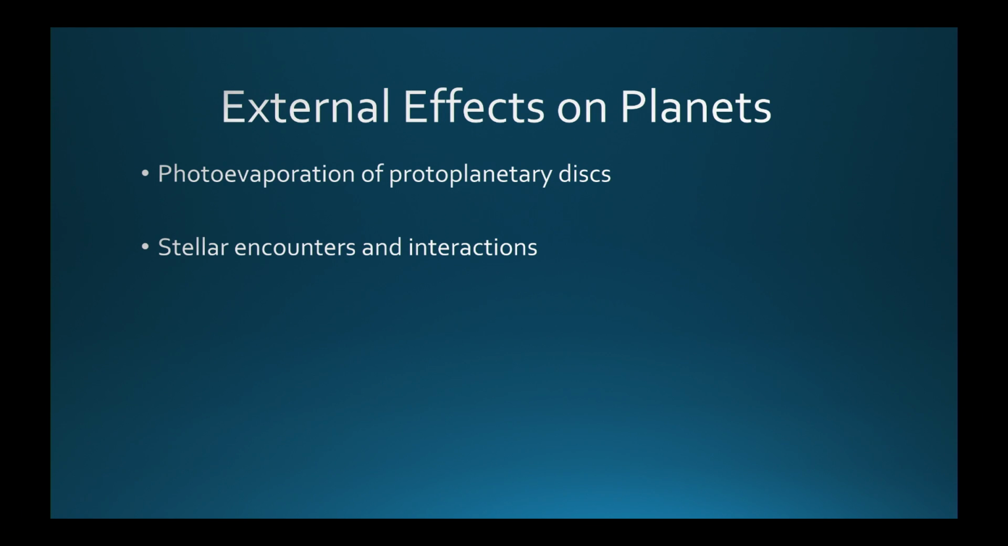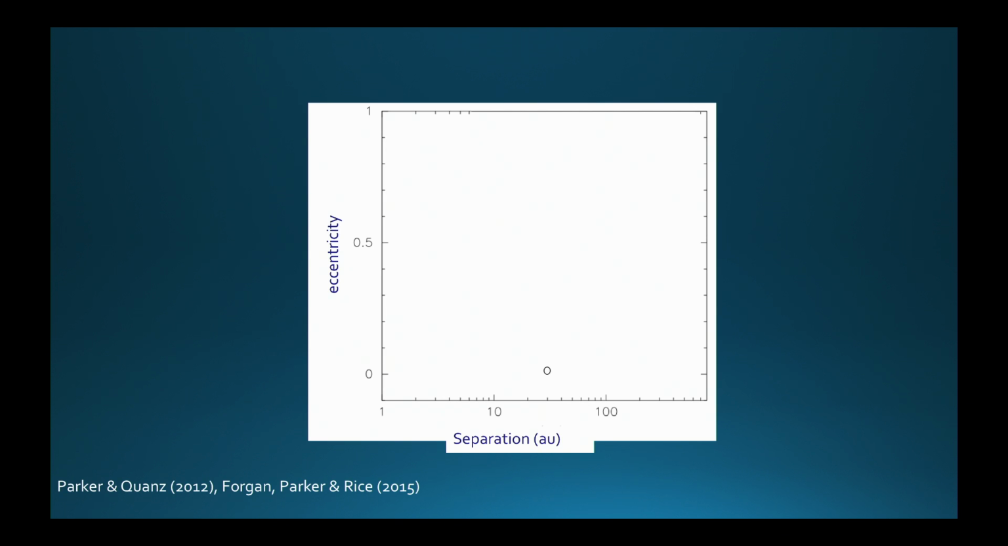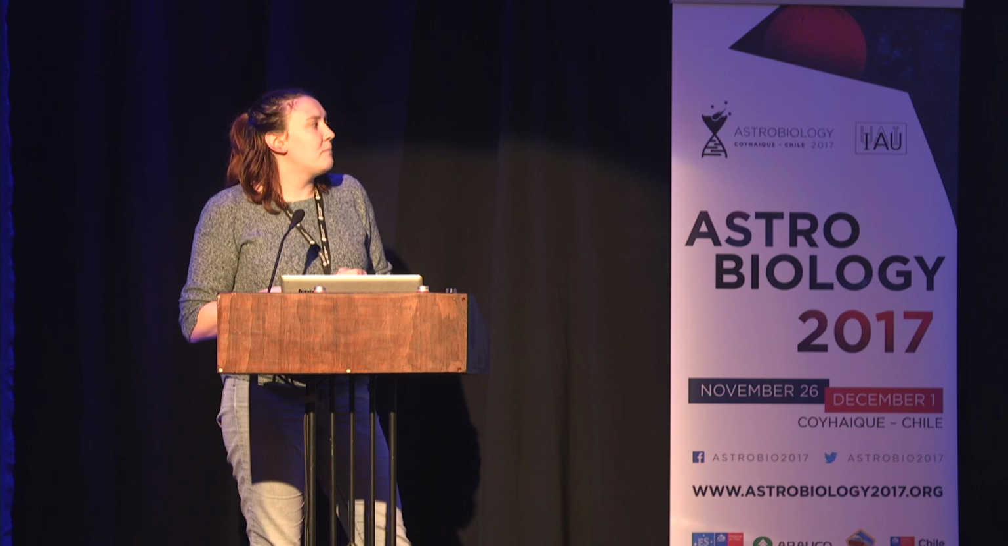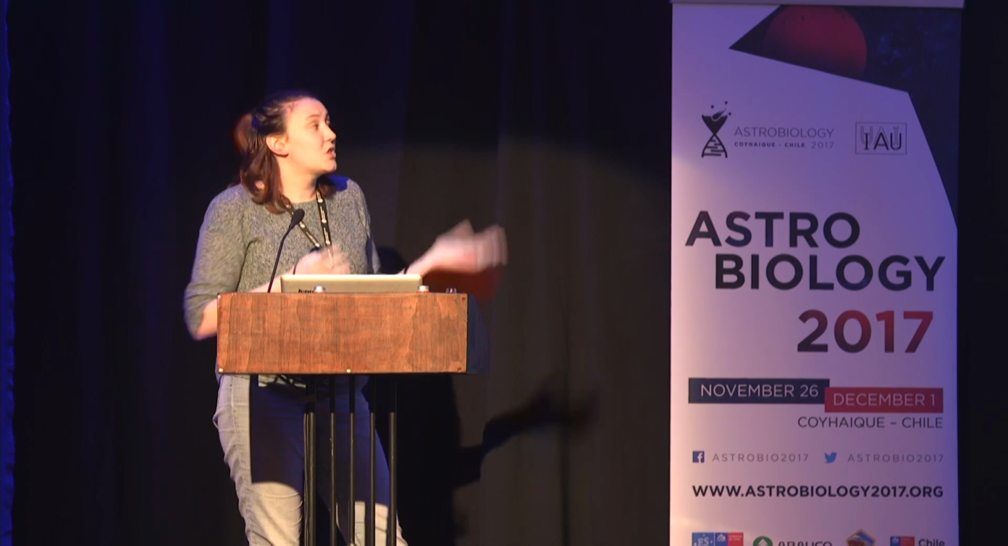There's also stellar encounters and interactions. I mentioned that Sedna's orbit is a bit odd. Stellar interactions can do some really bad things to your planetary systems in dense environments. This is a simulation that Parker and Quanz did, where they put a planet at about 30 AU, about Neptune's orbit, I think. It had a circular orbit, and then they put these planets and stars in a dense cluster and saw what happened literally just by having interactions between stars.